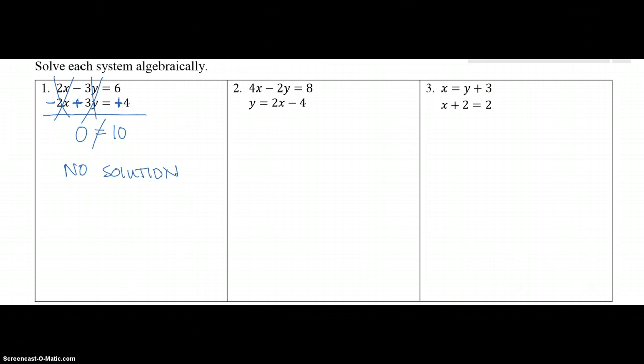Okay, what method is number 2 set up for? Substitution, right? Because the y is already solved for. It's already by itself. So if we know that y is equal to 2x minus 4, we can circle that and plug it in for y in the other equation. So when we do that, we get 4x minus 2. Take out the y and put in parentheses 2x minus 4 equals 8.